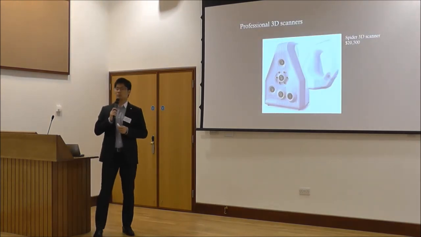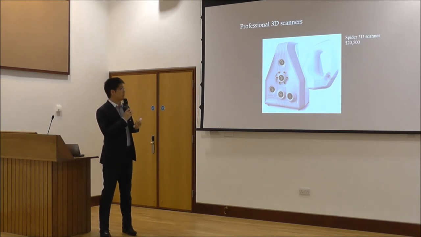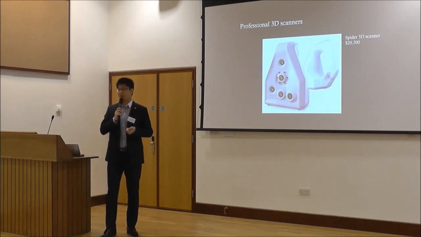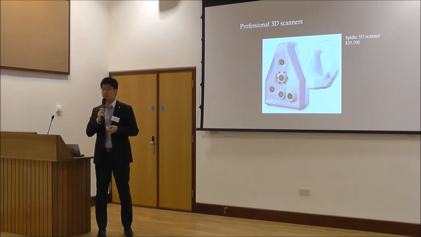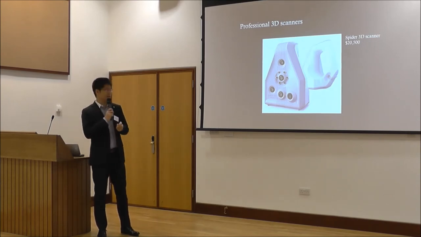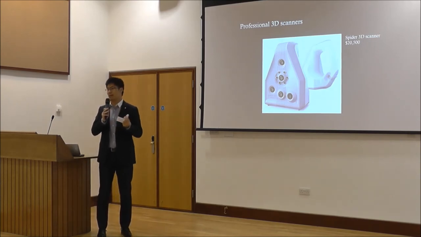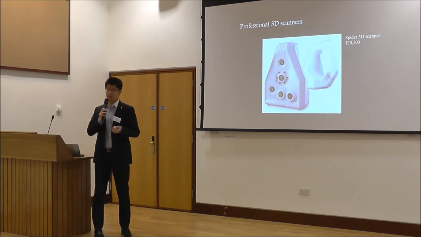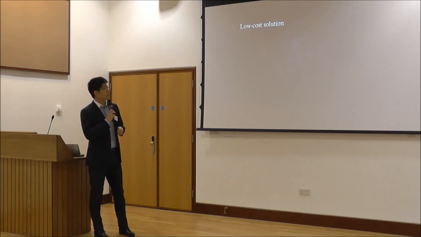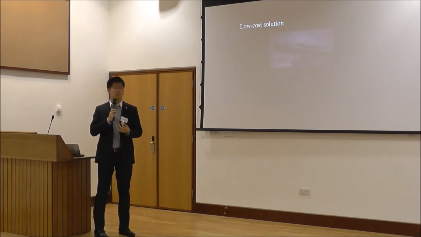You can choose to use professional 3D scanners. It's like industry level. This 3D scanner is called Spider and it costs $20,000 each unit. It can scan very intricate objects in almost real time and give very good results, but not everyone can afford that. If you only want to track a piece of sponge, why would you spend $20,000 on this one? The question becomes how can we find some low-cost solution for that?